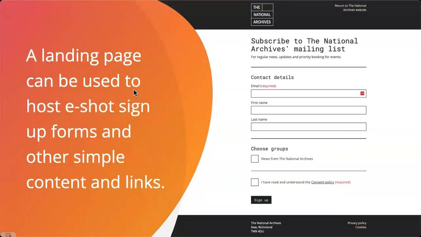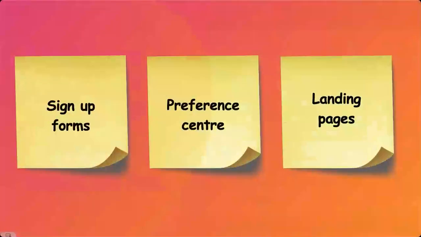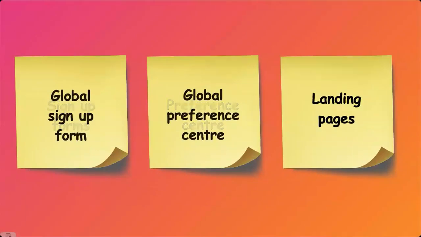So I just wanted to make sure those three features are explained and clear, because we do, certainly from feedback on support, sometimes get people confused between the three. The other thing, just to complicate things further, if you are on the top tier of eShot, eShot Ultimate, then you will also have the options for what is called a global sign-up form and a global preference center. Landing pages stay the same even if you're on that top version.